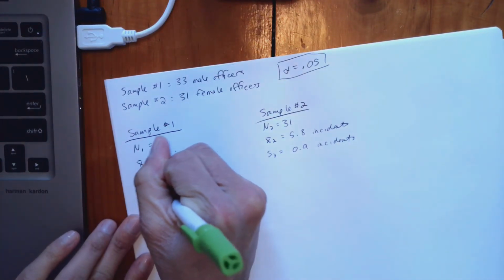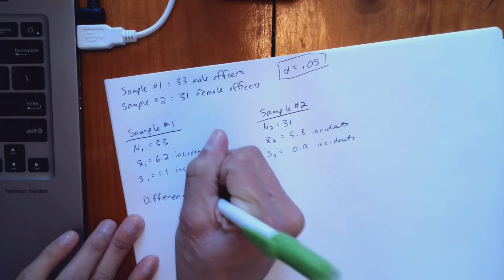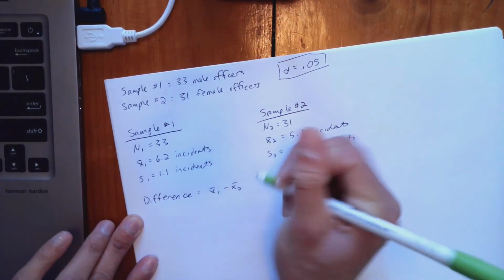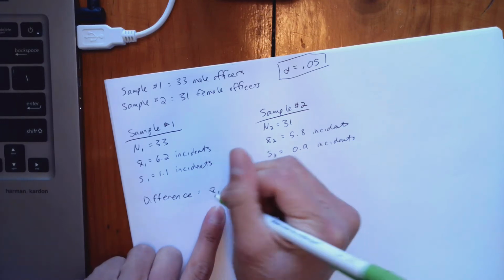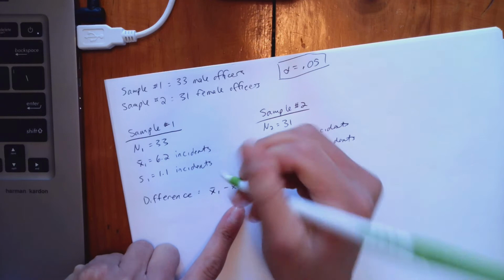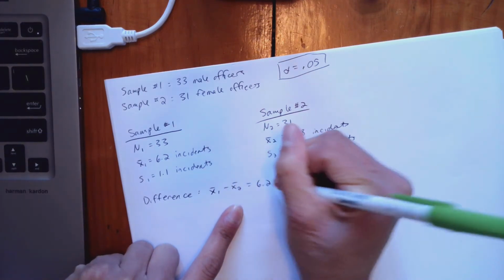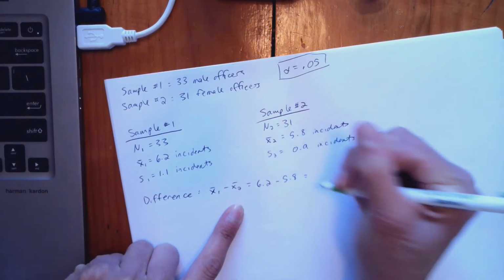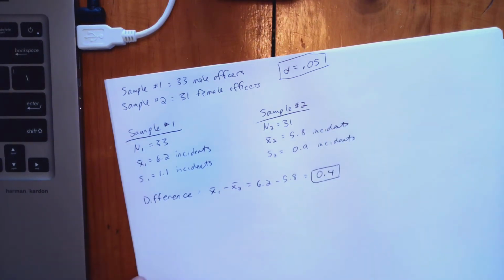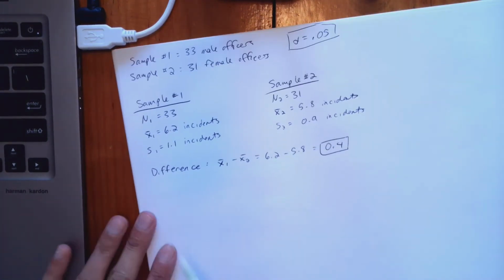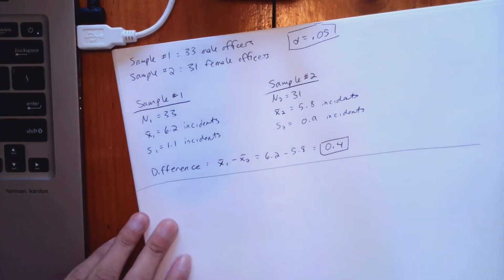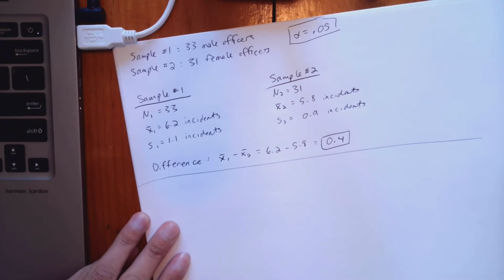And since we're going to be looking at differences, I'm going to write out the difference now. This is the number that we're really interested in here: our x bar 1 minus x bar 2, or our difference in sample means. This will be 6.2 minus 5.8, which gives us a difference of 0.4. All right, so this is the setup for the problem.